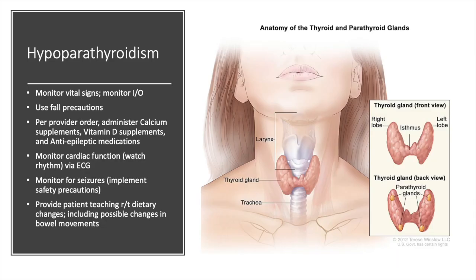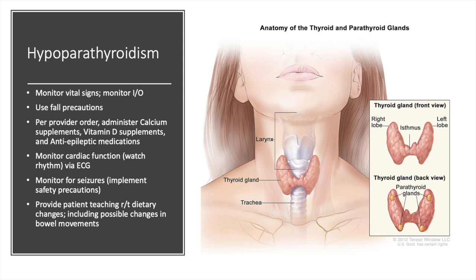And now we're moving on to the thyroid. Hypoparathyroidism. So hypo. It's another one of those things where the O helps me remember low. With hypoparathyroidism, you have an underactive parathyroid gland. So you have low PTH levels.